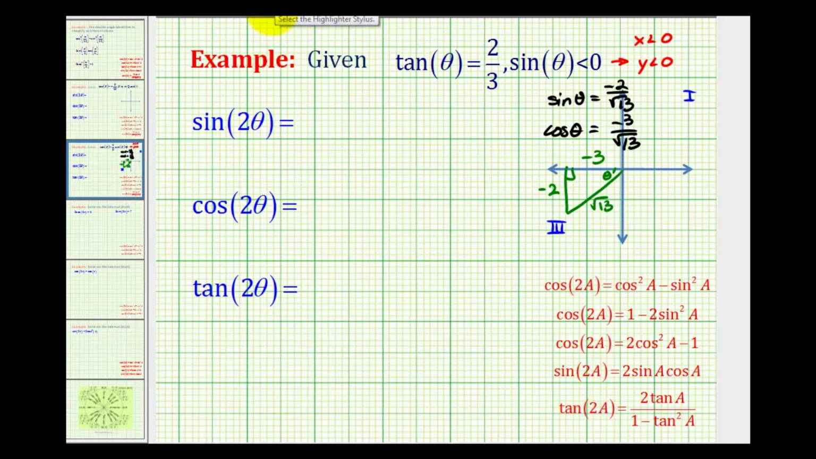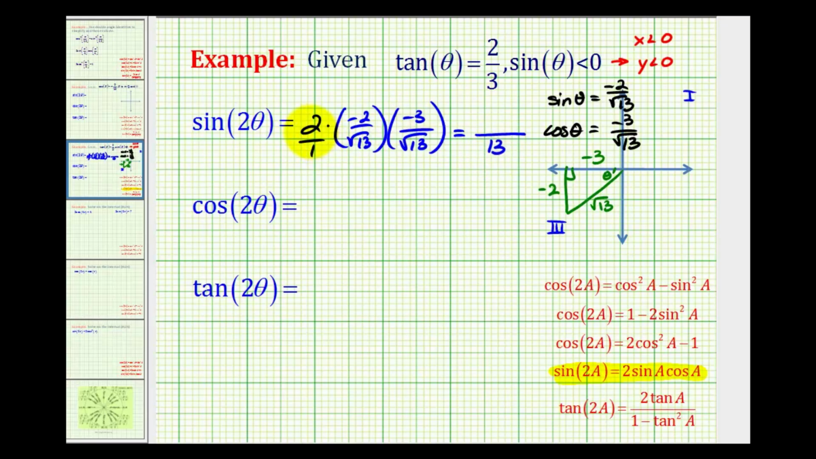So for sine 2 theta, we'll be applying this identity here. So sine 2 theta is going to be equal to 2 times sine theta times cosine theta. So we'll have negative 2 divided by square root of 13 times negative 3 divided by square root of 13. Let's put this 2 over 1. Nothing here simplifies. We'll multiply across the numerator and across the denominator. Here's the reason why we didn't have to rationalize. Square root of 13 times square root of 13 is just 13. In the numerator we have 2 times negative 2 times negative 3. That's going to be 12/13 for sine 2 theta.